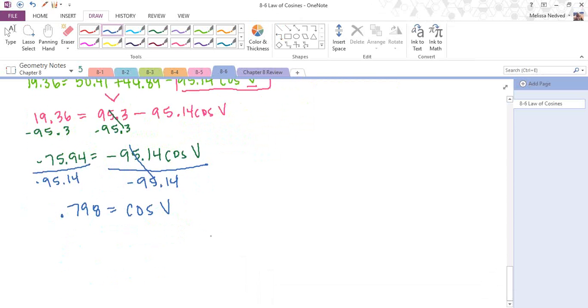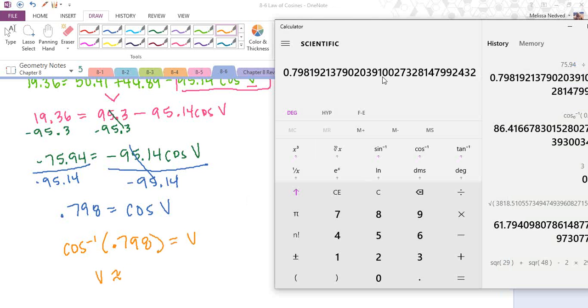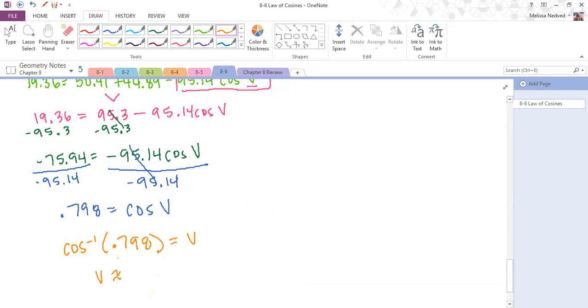Now how do I get V by itself? Remember the process. To undo a trig function, we need to use inverse trig functions. So inverse cosine of 0.798, oops, and I missed my 9 in there, is going to give me my value of V, which tells us V is approximately, now, just like the last time, if you can leave that number on your screen and just click inverse cosine, it's going to give you a more exact number, about 37.0, if you want to round to the nearest tenth, degrees.